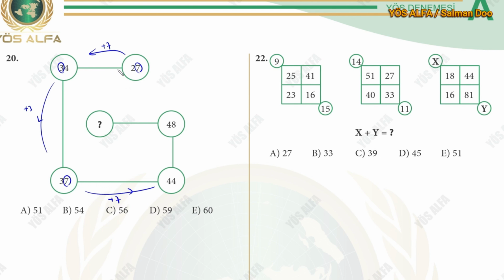It's going alternatively. We start with the second digit and then the first digit and then the second digit and then the first digit and then the second digit. We're going to add them up one by one. So 44 plus 4 is 48. So 48 plus 8 is 56. So the answer is C.